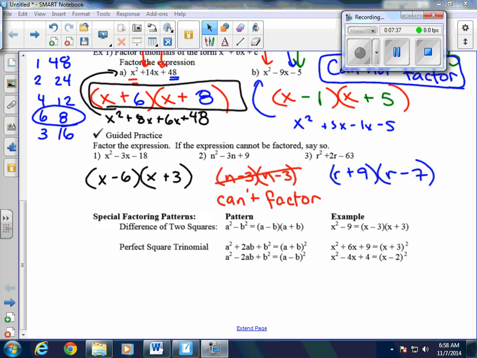So there are the answers to questions 1, 2, and 3. Notice they have opposite signs in number 1 because the 18 is negative, so we have to have one of each. The second one can't be factored because both signs have to be the same, and in this case they would both be negative, so I tried n minus 3. That's not going to work. We could also try 9 and 1, but that's not going to work either, so this one can't be factored. And number 3, we have different signs, and we'll have r plus 9 and r minus 7.